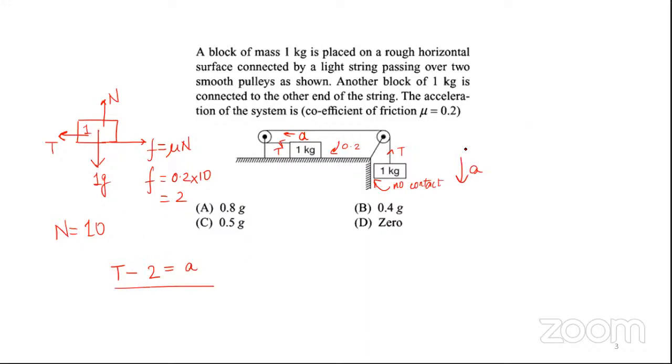All right. Now coming on to this block with mass 1, it is having 1g downwards and T upwards. So 1g, that is 10, minus T equals a. Now here is minus T and here is plus T, so I'll just add up both of these equations. What will I get? 8 equals 2a. A is 4. 4 is 0.4g. So B is the right answer.